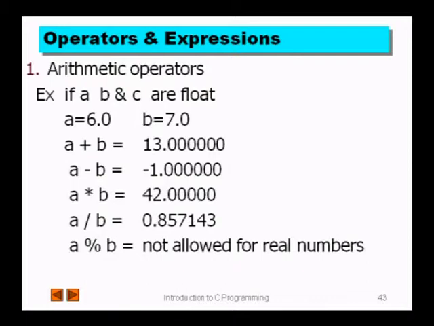Then a modulus b: the modulus operator is not allowed for real numbers. It always returns an integer remainder, so we cannot have 6.0 modulus 7.0, as these are real numbers. We cannot use the modulus operator for real numbers or doubles; we can use it only for integers.